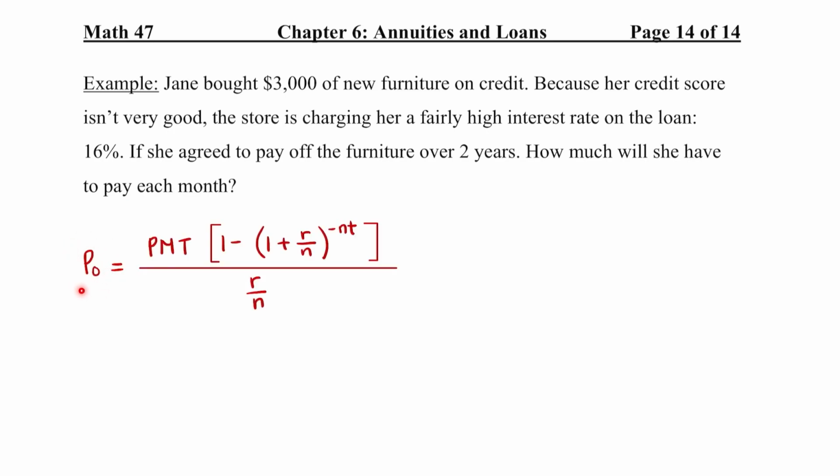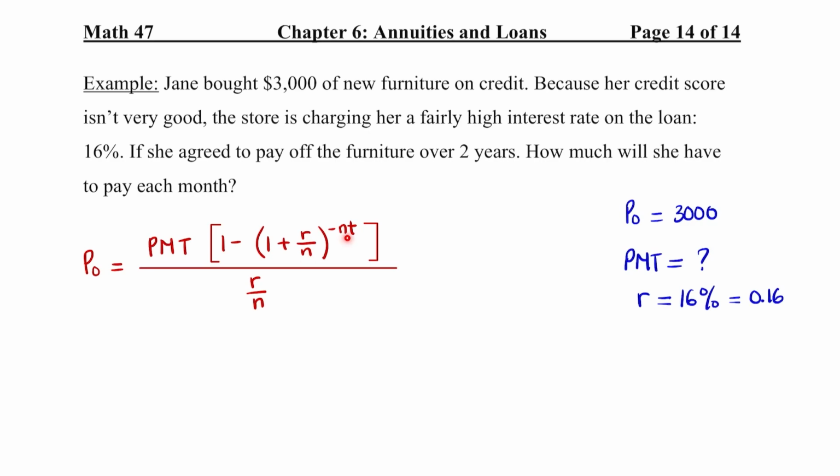In this formula, P of 0 is my original loan amount. In this case, that is $3,000. PMT is my monthly payment. Do I know what it is? No, because they say how much will she have to pay each month. So PMT is unknown. R is the interest rate. In this case, that is 16%, which is equivalent to 0.16.